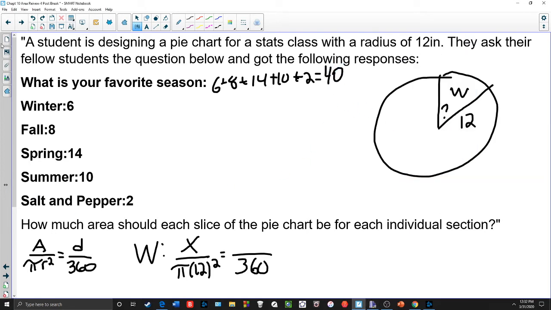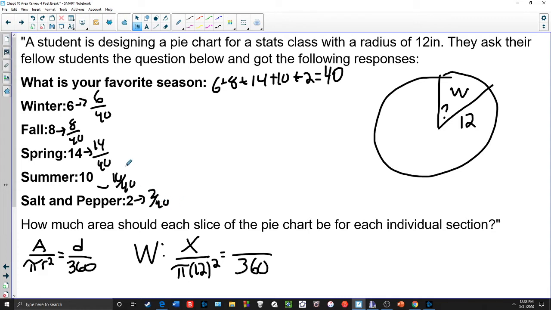So how much is winter? Well, winter is 6 responses out of 40, so winter's fraction is 6 out of 40. For fall, it was 8 out of 40. Spring was 14 out of 40. Summer, you can probably guess, is 10 out of 40. And salt and pepper is 2 out of 40.